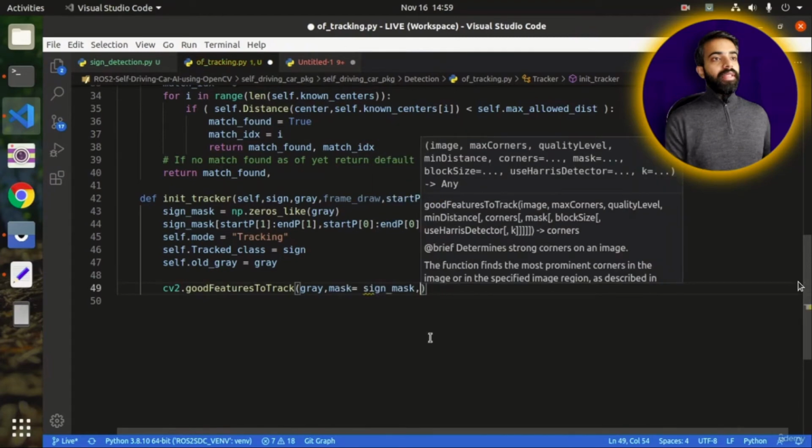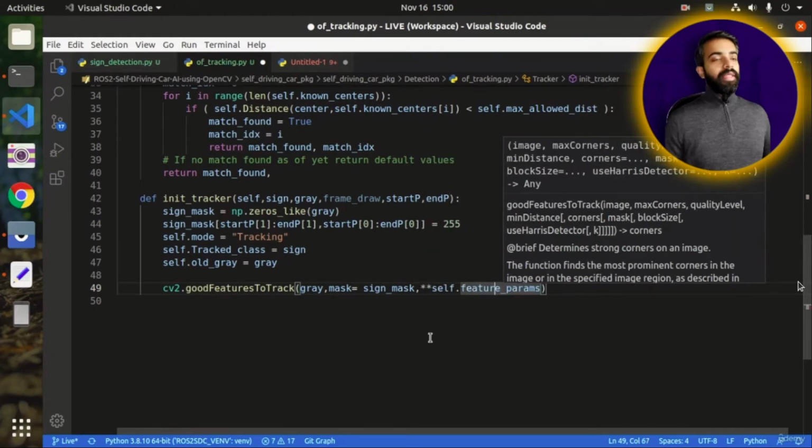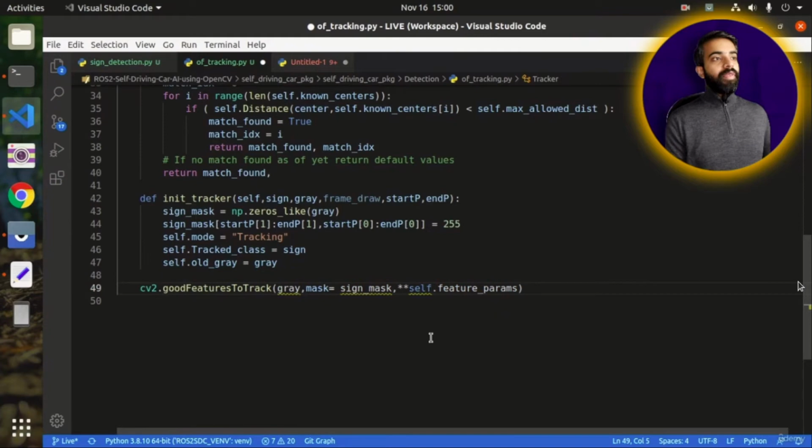Once you have done that, we can simply provide the parameters for goodFeaturesToTrack that are part of the class variables for this particular class. So we write double asterisk self.featureParameters. Once we have done that, we have provided all the arguments for this particular function, and what it basically returns is self.p0. So we now have the points that will be used to track in the next frames. Once we have done this, we can now move on to defining the track function for this tracker class.